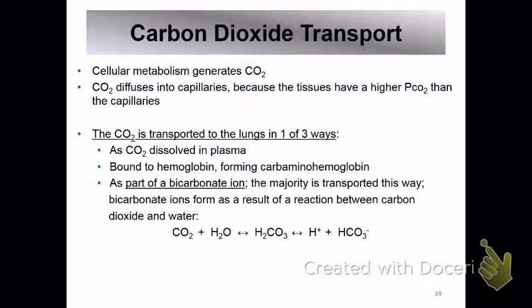Okay, so carbon dioxide transport, three ways that carbon dioxide is transported. First, highlight, as CO2 dissolved in plasma, it can be bound to the hemoglobin, or as a form of bicarbonate. And remember, I told you that CO2 is acidic. And so we got to get that CO2 out. And remember, we talked about bicarbonates, they regulate blood pH. So we've talked about that in several different videos. Bicarbonate, that's the majority is transported that way. Bicarbonate ions as a result.